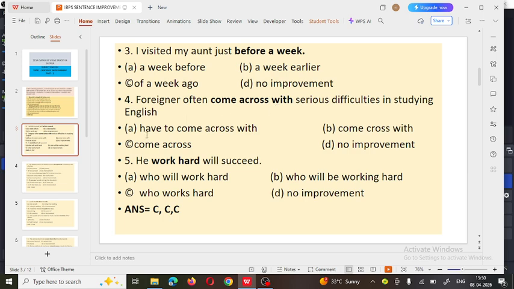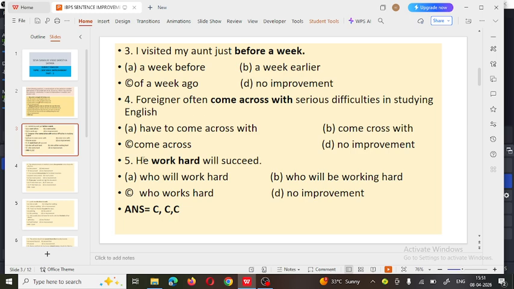Now see the given options here: come across with, come across, and no improvement. Improvement is necessary because we cannot use "with" along with "come across". So foreigners come across serious difficulties in studying English. That should be the sentence, so option C is correct here. Foreigner often come across serious difficulties, means they are finding difficulties while studying English.